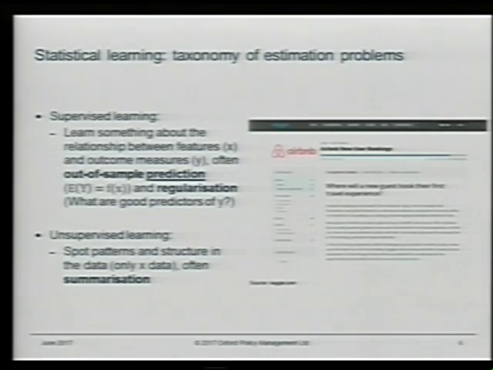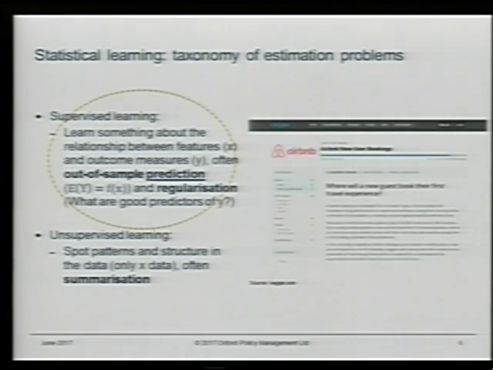So just a little bit of taxonomy. You can separate the problems that machine learning or statistical learning approaches try to solve into two groups. One of them is supervised learning, and the other one is unsupervised learning. The large majority of problems that we deal with are about supervised learning approaches. Supervised learning here really just means that you fit your model with data on both your outcome and your explanatory variables.